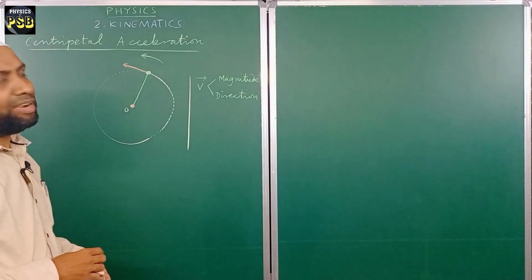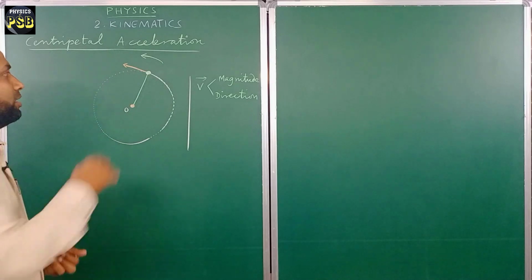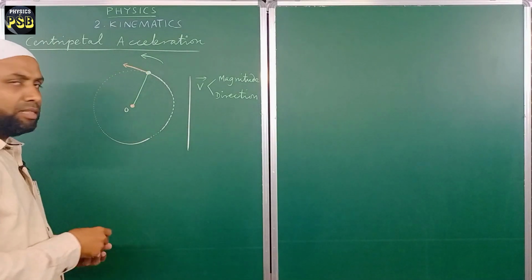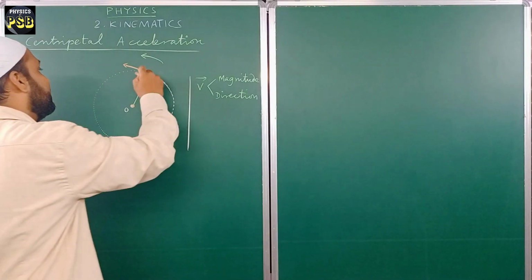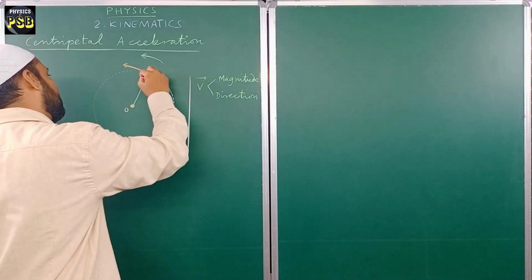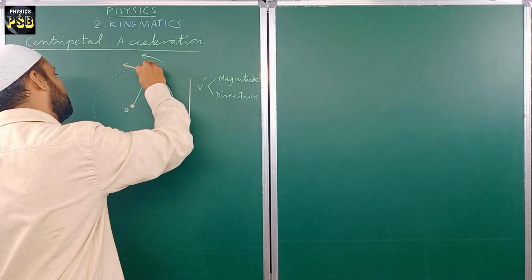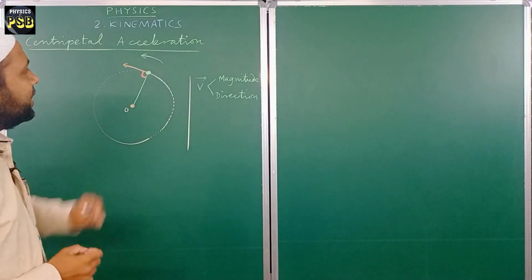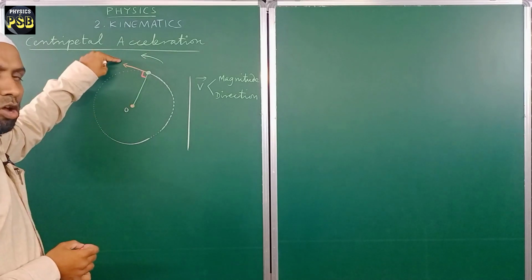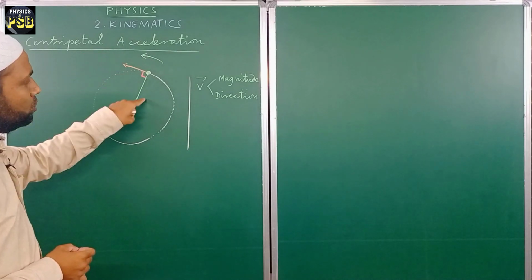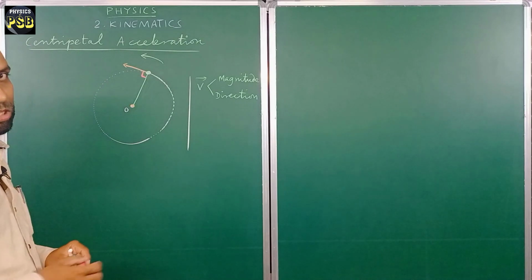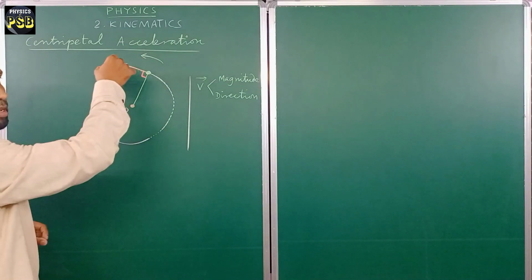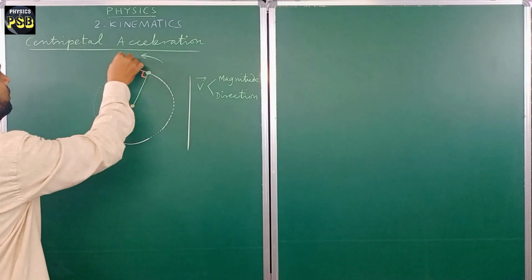If you look at this diagram carefully, you may find that the angle made between the tangent and the radius is 90 degrees. It means these two lines are perpendicular to each other. This clearly shows that velocity always acts perpendicular to the radius of the circular path in which the object is moving. Okay, clear? So here it is velocity.